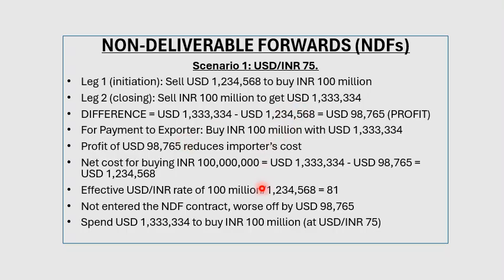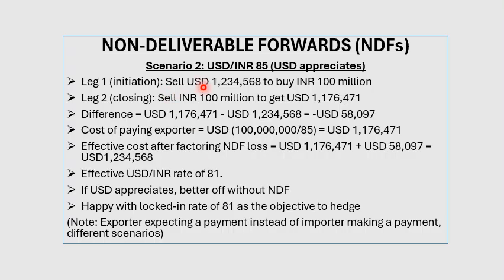On the other hand, if the fixing rate is 85, that is, the USD appreciates, the trader will lose money in the NDF transaction because he sold USD at 81 and must buy it back at 85 to close the contract. That is, leg 1, sell USD 1,234,568 to buy INR 100 million. Leg 2, closing: sell INR 100 million to get USD 1,176,471. The difference is minus USD 58,097, a loss.